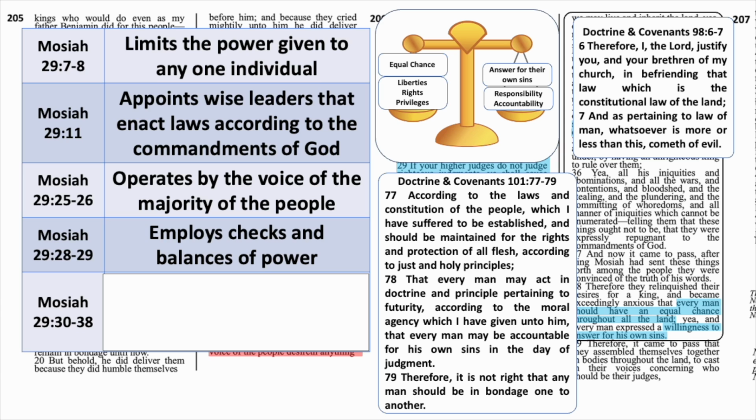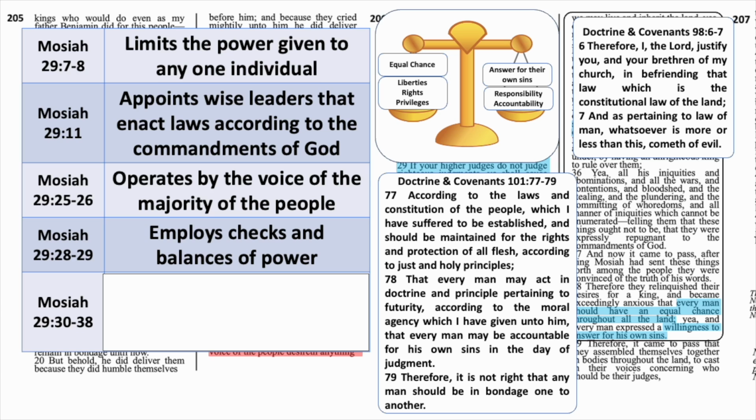Our responsibility to support elected leaders. Our responsibility to follow and obey good laws. Our responsibility to work hard. Our responsibility to be willing to serve and fight for our liberty, or at the very least, support those who do. We have a responsibility to be good citizens.